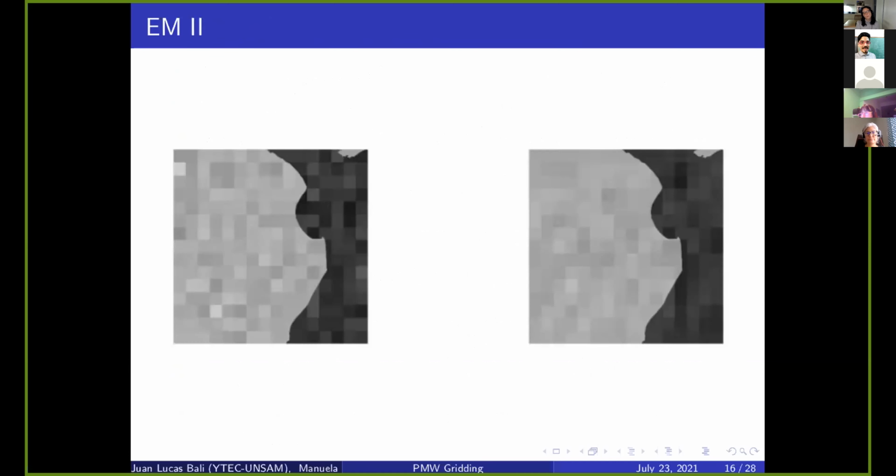Then, this is an example of reconstruction. As you can see, the expectation maximization method shows a much improved reconstruction of the original image. It's not very noisy, and it shows the spatial correlation as in the original image. It can differentiate better between land and sea.